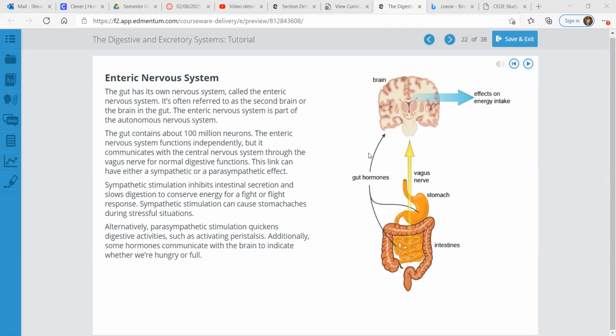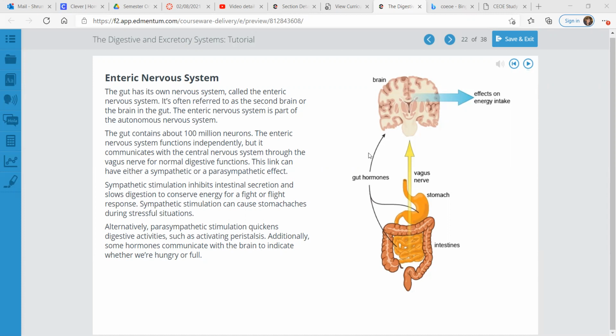The gut has its own nervous system, and it's often referred to as the second brain or the brain in the gut, and it's part of the autonomous nervous system. Your gut contains about 100 million neurons, and the enteric nervous system functions independently. It communicates with the central nervous system through the vagus nerve for normal digestive functions.